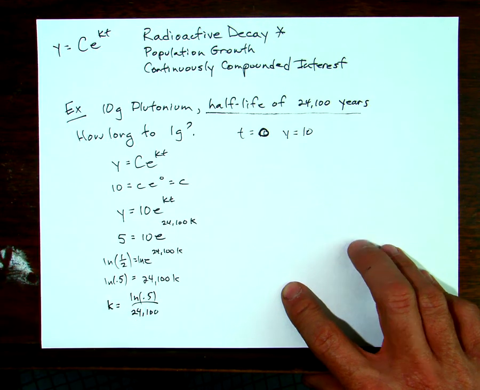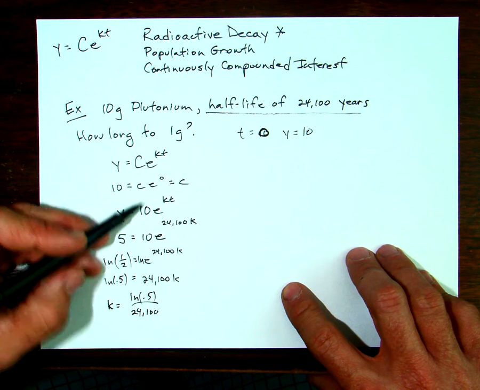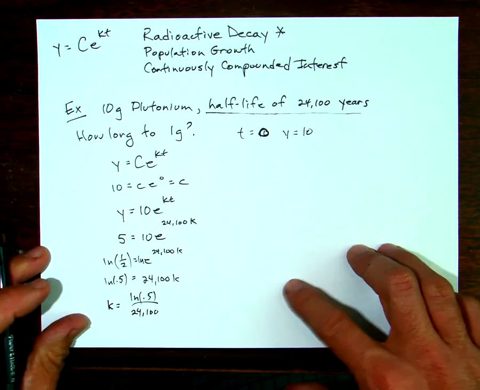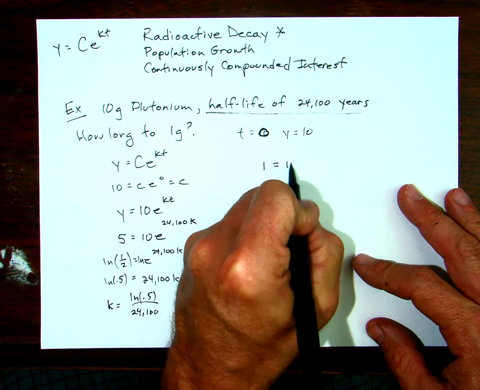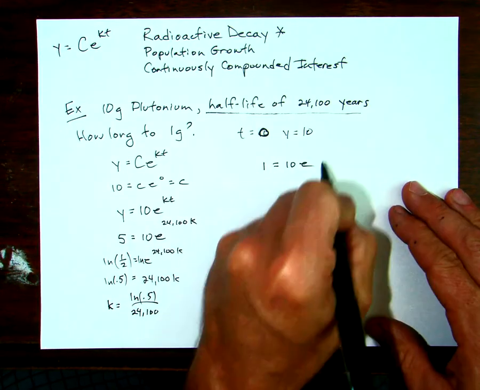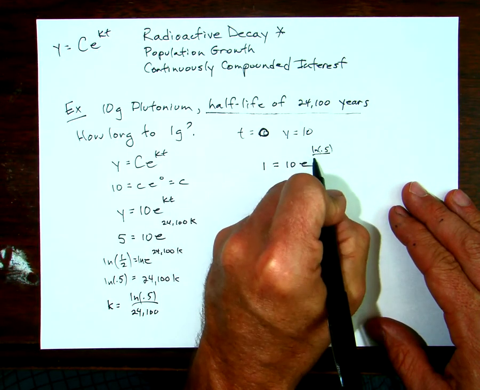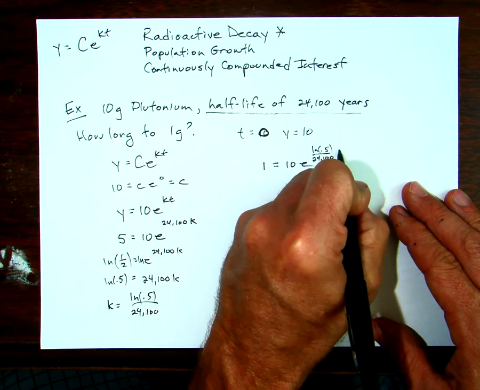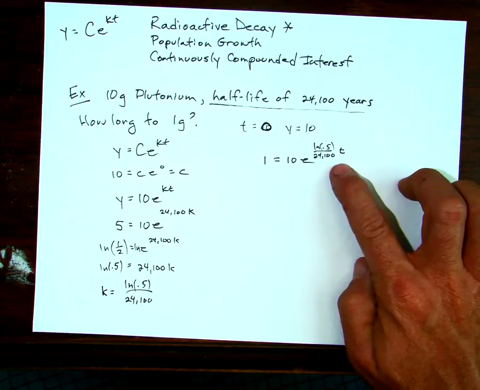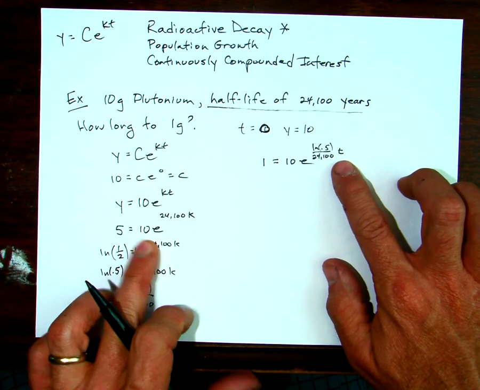So now that we know what k is, and we also know what c is, we can determine how long it'll take to get down to 1 gram. So what we want to do is set this equal to 1. So 1 equals 10 e to the, kind of cumbersome, but let's go ahead and put it in, natural log 0.5 divided by 24,100 t. Now we know k, and we want to solve for t. It's similar to what we did here, except now we know k instead of t. Here we knew t and not k.